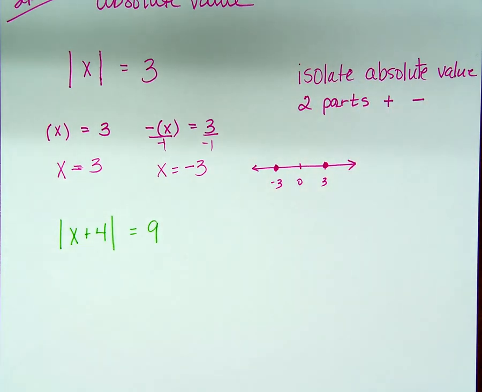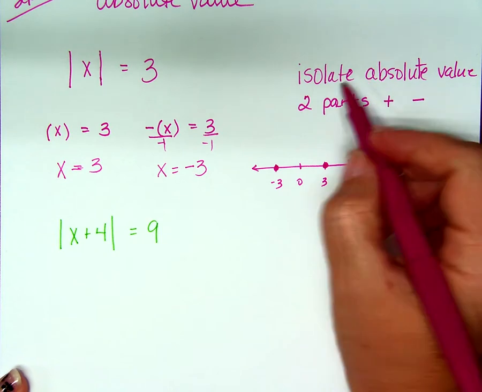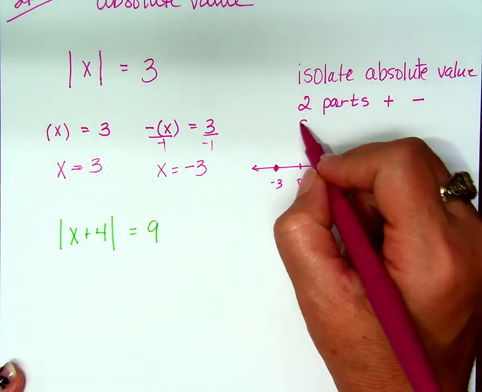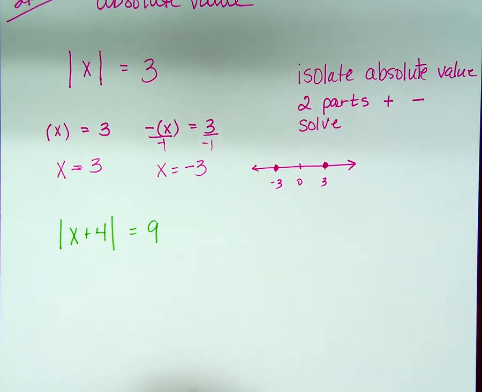I forgot to finish the steps. There's one more step. Can I write it real fast? First step is isolate the absolute value. Second is write it in two parts. The third one, solve and graph.